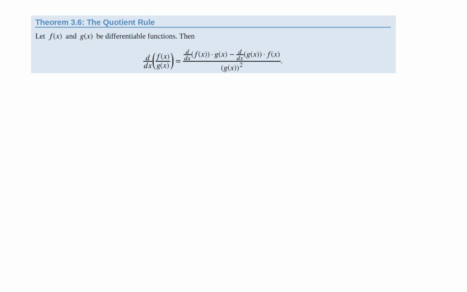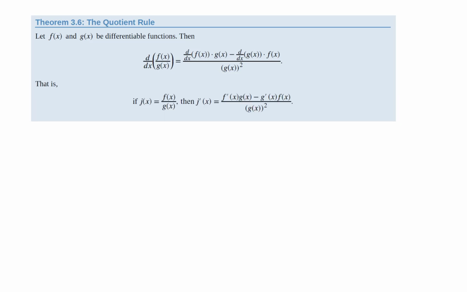Okay, we're now going to take a look at the quotient rule. So again, starting with f of x and g of x that are differentiable functions, if we take the derivative of the quotient f of x divided by g of x, that is equal to the derivative of f of x times g of x minus the derivative of g of x times f of x, all divided by g of x squared. Now, unlike the product rule, the order here is important because we have that subtraction happening.